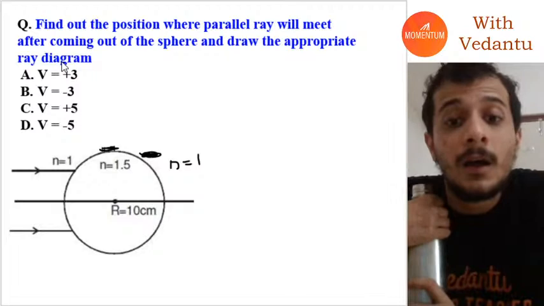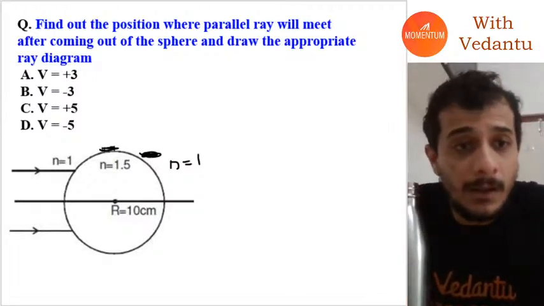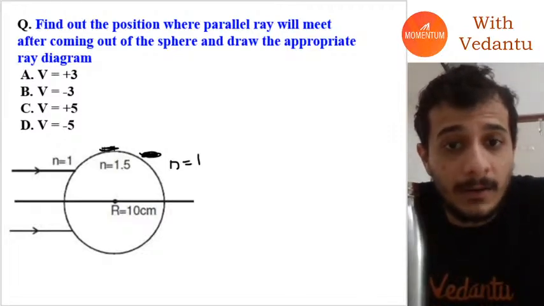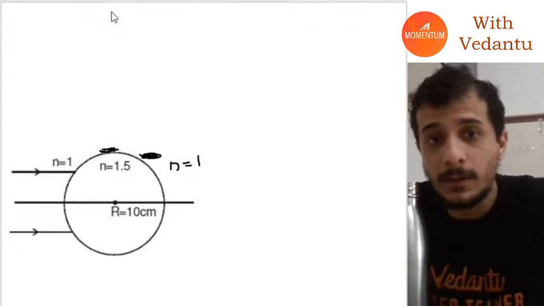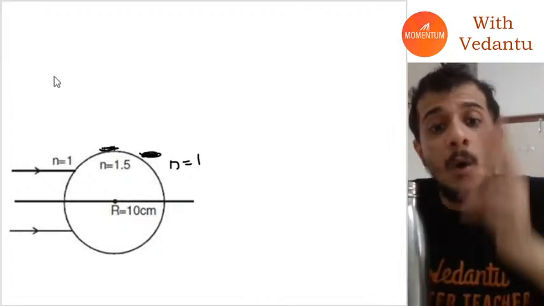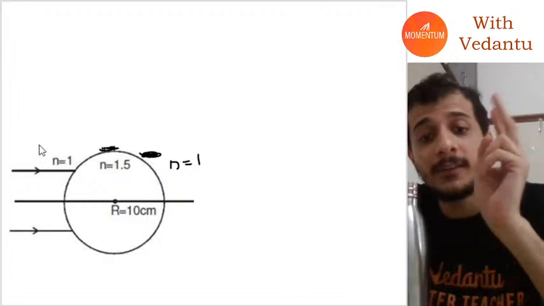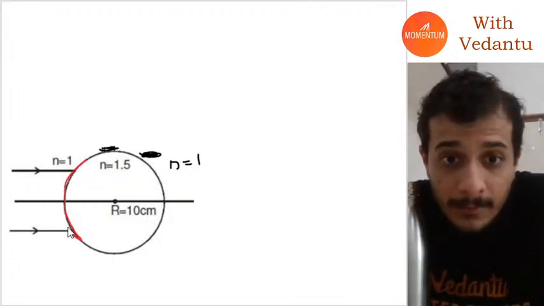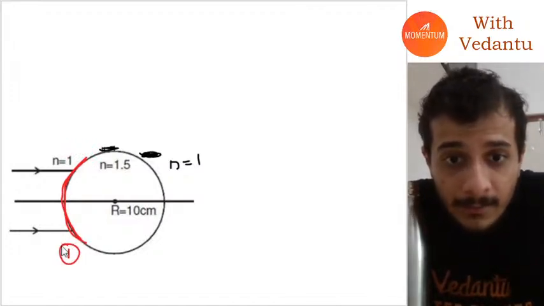Because it's very important that you can visualize what is happening here. So let's try to understand how the image is going to be formed. Now here we have two different surfaces where refraction will occur. First, the light rays will get refracted at this surface.